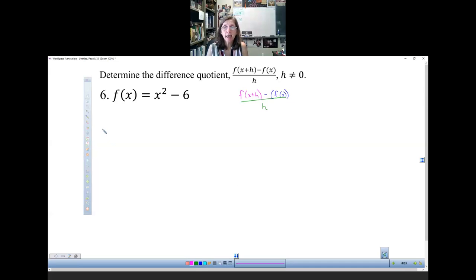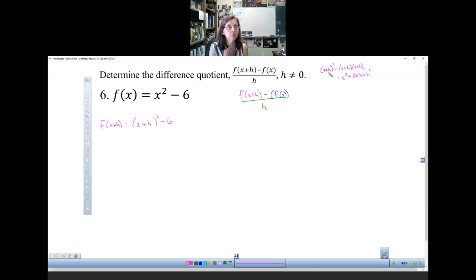First part, f of x plus h. Well, it says x squared, so parentheses squared minus 6. In this parentheses goes my x plus h. Now, remember, and we'll do this several times, so I'm going to make a note over here to the side. If I square x plus h, this is the same as x plus h times x plus h. And when I FOIL that out and collect together my like terms, I will always get x squared plus 2xh plus h squared. So just a little bit of a time saver.